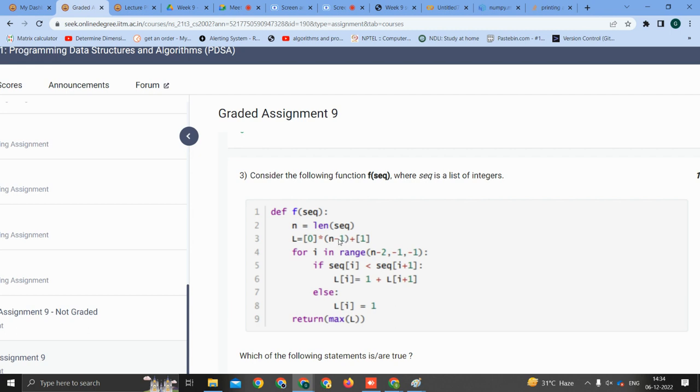0 index, that means 1. 4 minus 1, 3. It's not L of 0, it is just 0. What does the list mean? 0, 0 list. How many zeros will be there? 3. Correct, plus 1. So whatever be the length of the list of integers, length minus 1 zeros will be there, and the last element will be 1. L is a list of 0, 0, 0, 1. Correct.